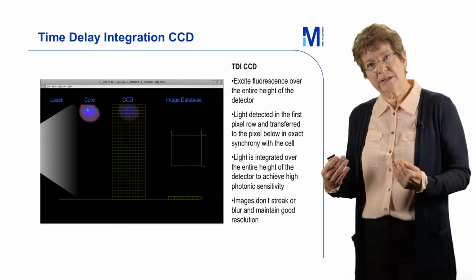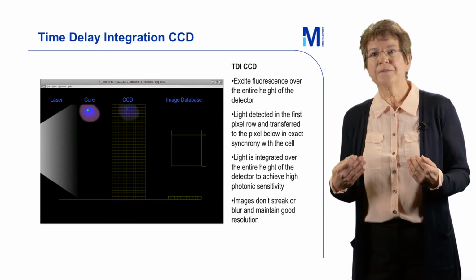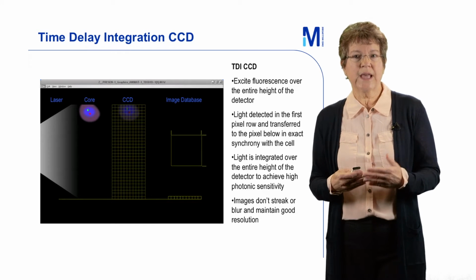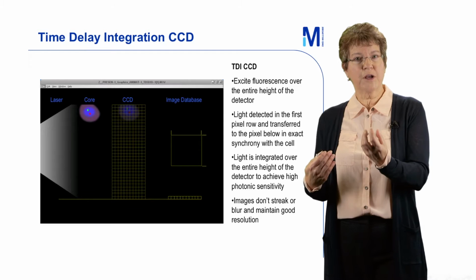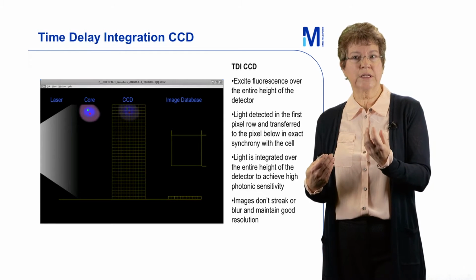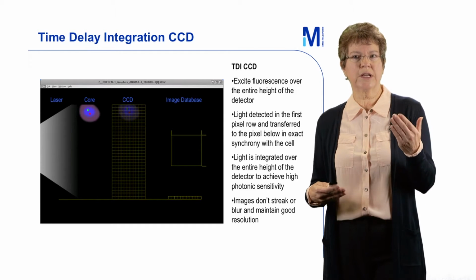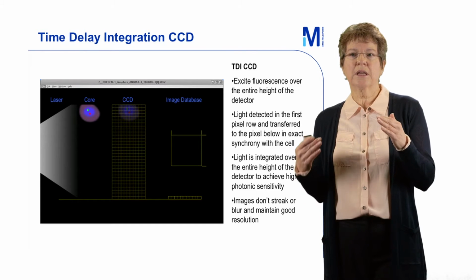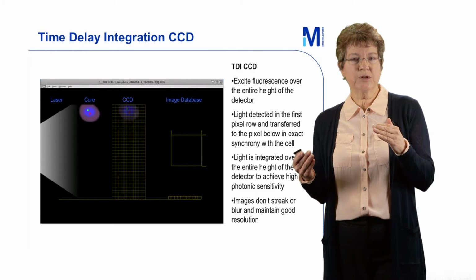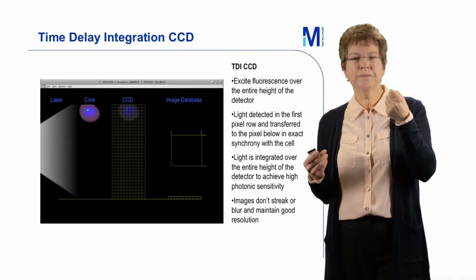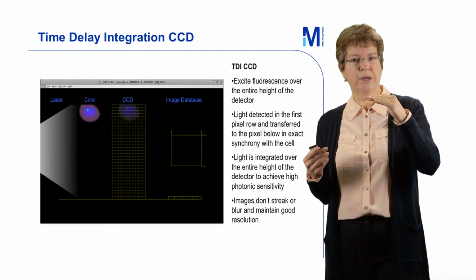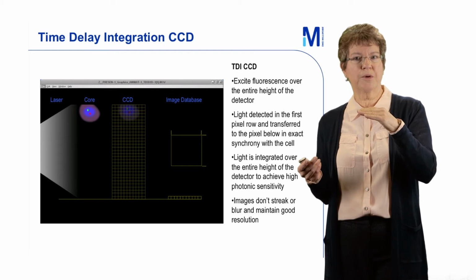So let me talk about time-delayed integration for a minute. The way this works is as the cell or object is in front of the detector, the CCD camera, it's illuminated over the entire length. And as the cell is entering the flow cell and is in front of that first pixel row on the camera, the light starts to become integrated and is captured in that top row.